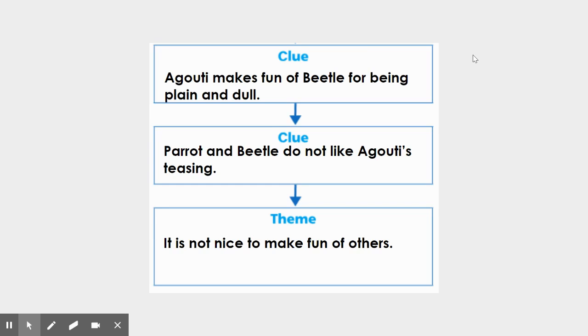Or if you want to put it into your own words about not teasing other people, it is up to you. But this is what I wrote for the theme, writing it in a complete sentence, capital letter to begin, and a period at the end. You can pause this video if you need before moving on.